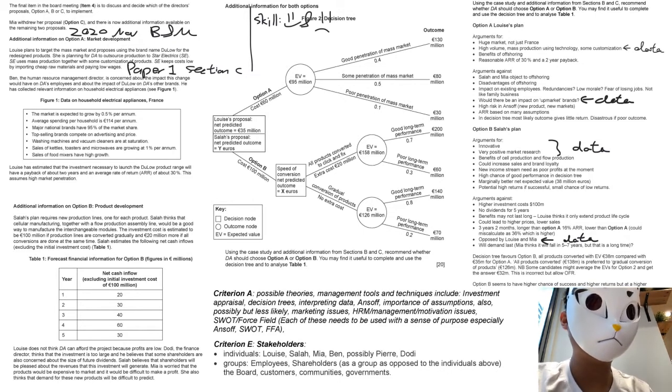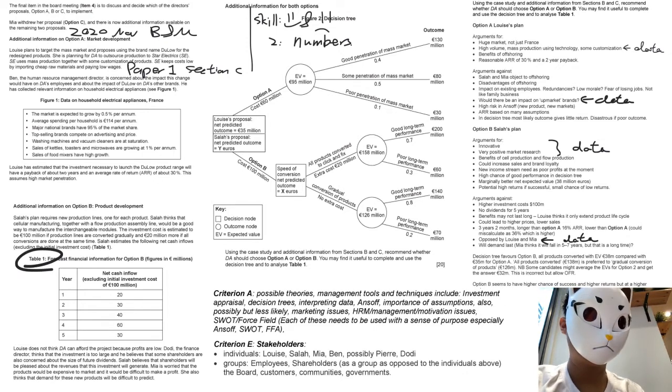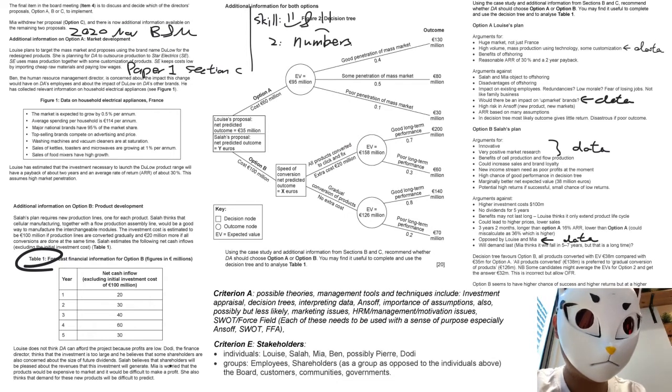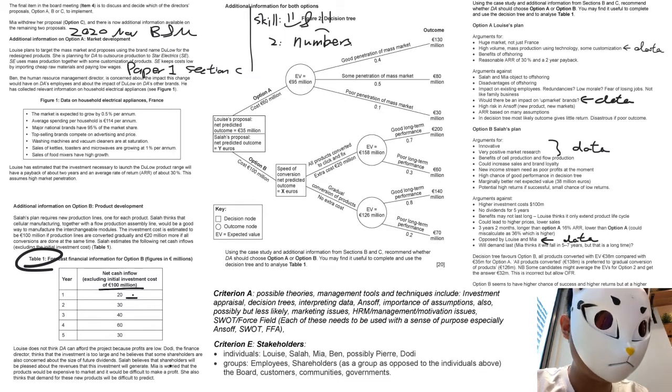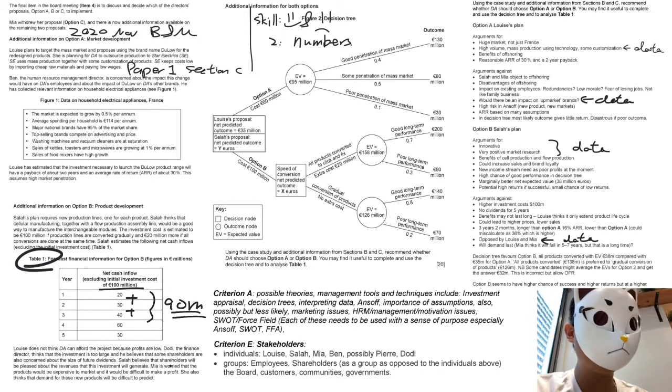Now for skill set number 2, we will make use of those numbers, those quantitative data given in the table. For example, you can see in table 1, it gives the net cash flow, right? Let's take a look. The initial cost would be 100. Starting from the first 3 years, there's only 90 million. It cannot cover the initial cost, which is 100.